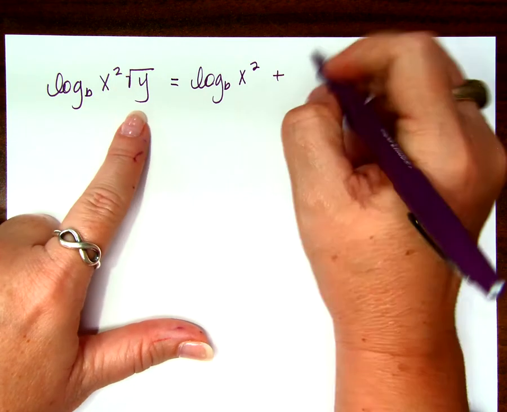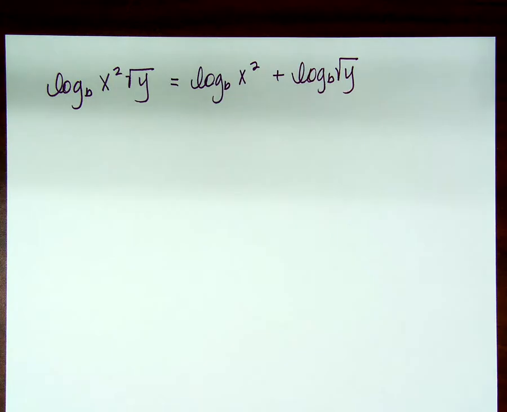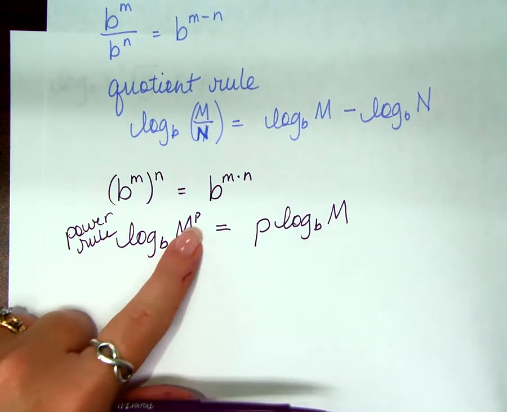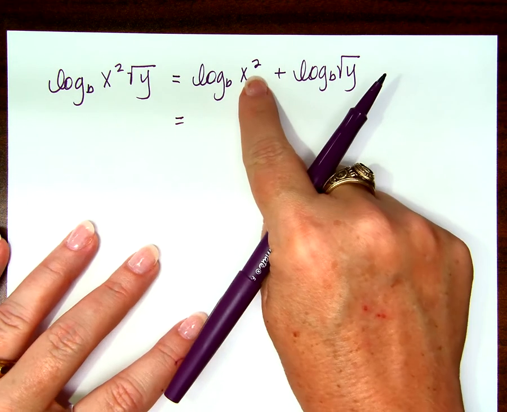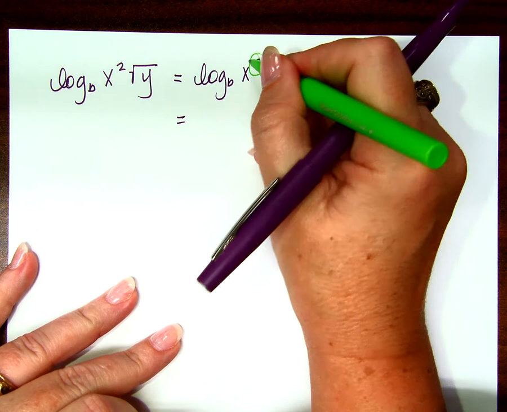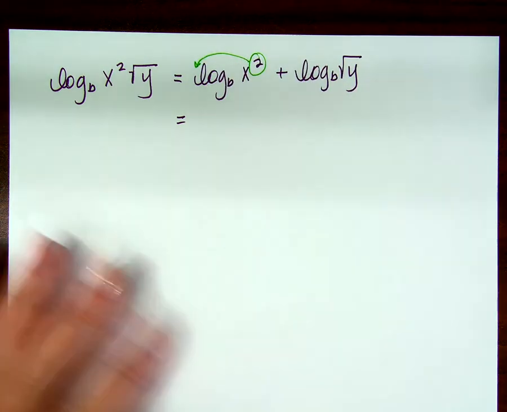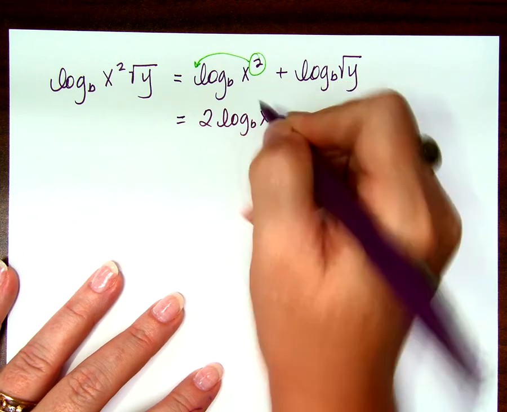Add, plus log base b of the square root of y. Now, that's fine for now, but it's not the best we can do. Knowing the power rule, where if we have an exponent inside a logarithm, we need to bring that down in front as a multiplier, we would do that with this first one, right? This 2 up top would come down front as a multiplier. 2 log base b of x.